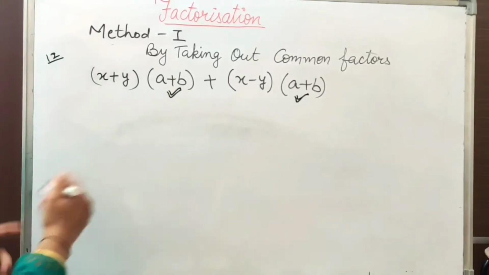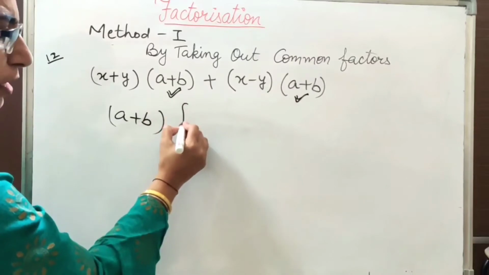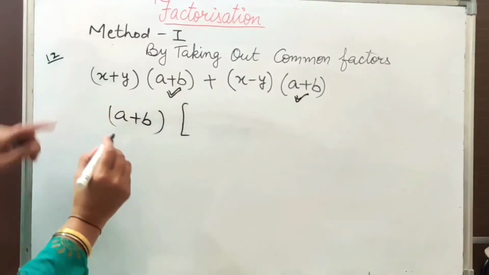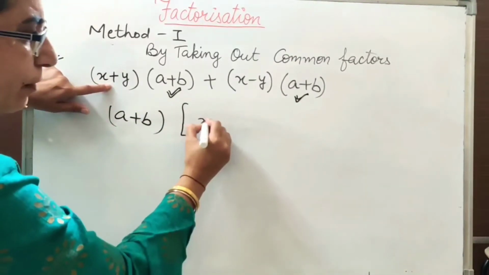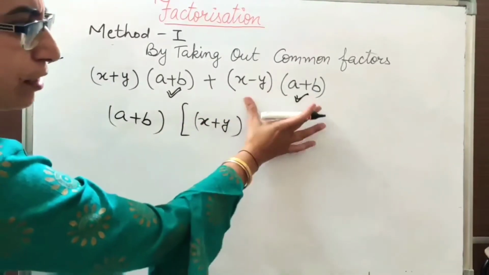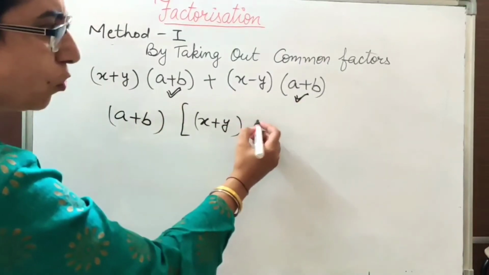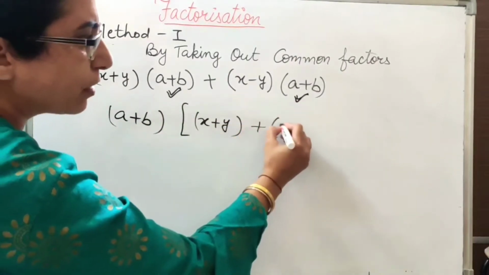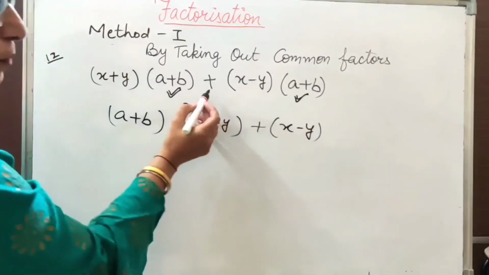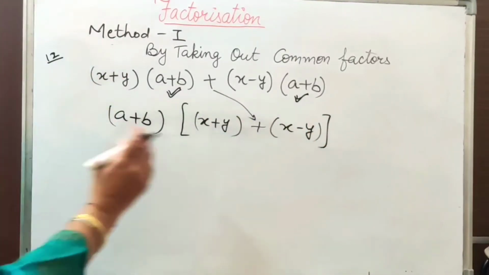So we will take out a plus b as common factor. Whatever quotient is left, we will write in the other bracket. Here x plus y is left, and when we divide x minus y into a plus b by a plus b, we will get quotient plus x minus y. We will put this plus sign here. So this is the quotient.